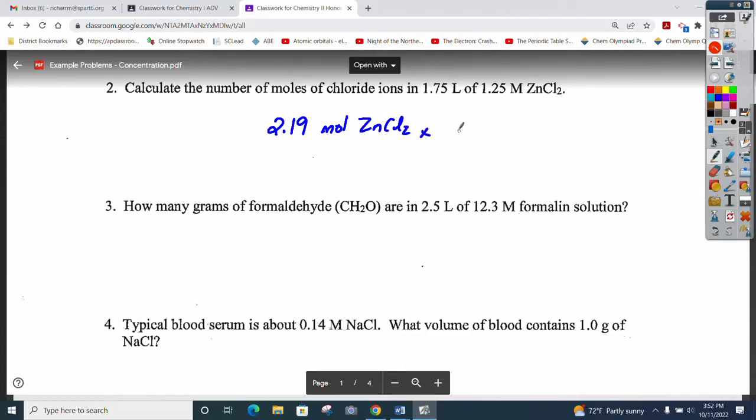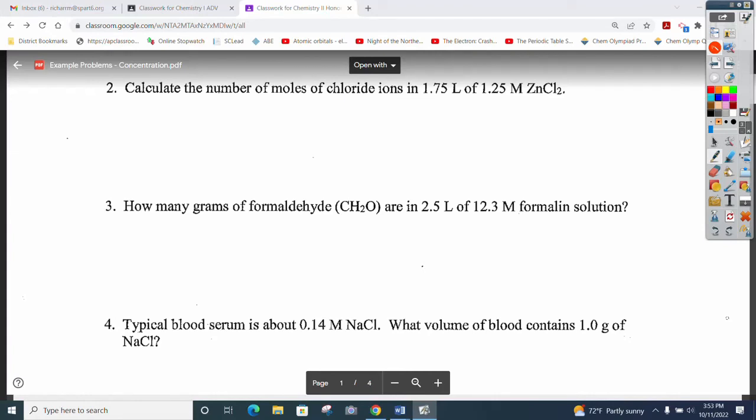The question didn't ask me for zinc chloride, it asked me for just the chloride. So I'm going to get rid of the zinc chloride by putting it on bottom, change it to chloride ions, and I'm going to use the equation for every one of this entire thing I put in 2 chlorides. So for every 1 mole of the whole thing, I have 2 chlorides. So I'm going to double my answer. And so my final answer, when I round to the correct number of sig figs, is going to give me 4.38 moles of chloride ions. Let's look at number 3.